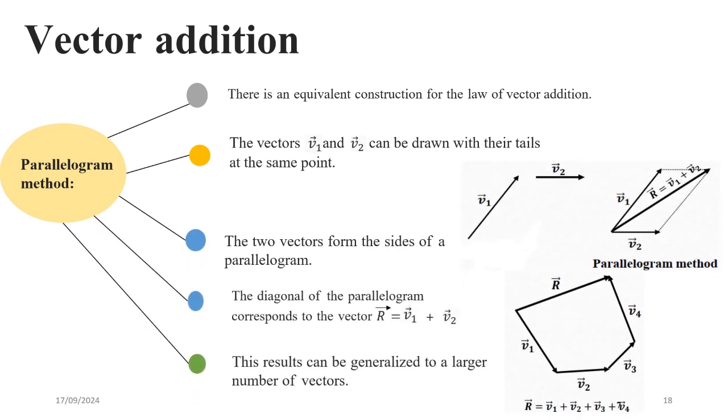And for the parallelogram method, there is an equivalent construction for the law of vector addition. The vectors v1 and v2 can be drawn with their tails at the same point. The two vectors form the sides of a parallelogram. The diagonal of the parallelogram corresponds to the vector r. This result can be generalized to a larger number of vectors.